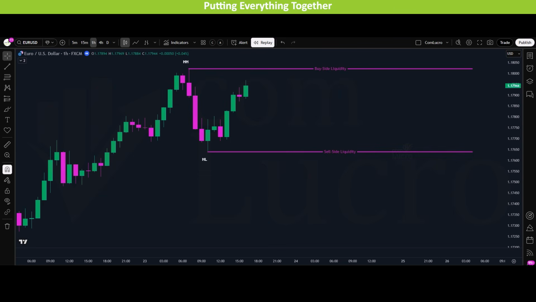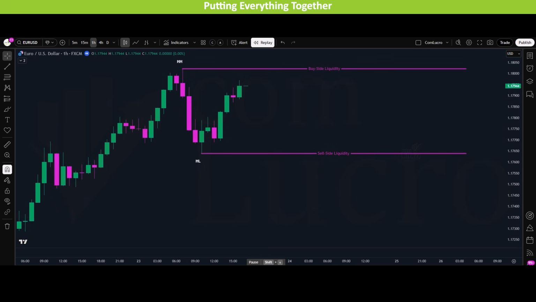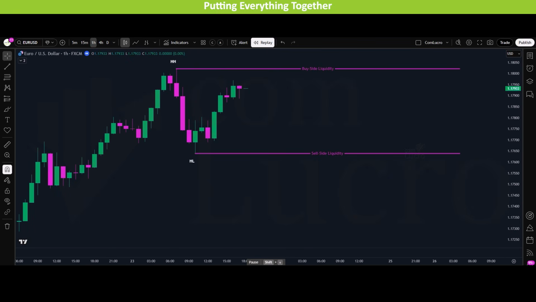In an ICT Turtle Soup setup, within the context of an external liquidity sweep in a bullish scenario, the setup forms when a trending market temporarily fails after sweeping an important range extreme. First, start on a higher time frame, in this case the 1 hour, and identify a clear bullish structure with higher highs and higher lows.